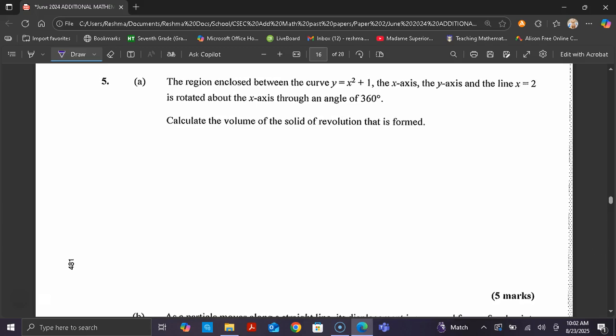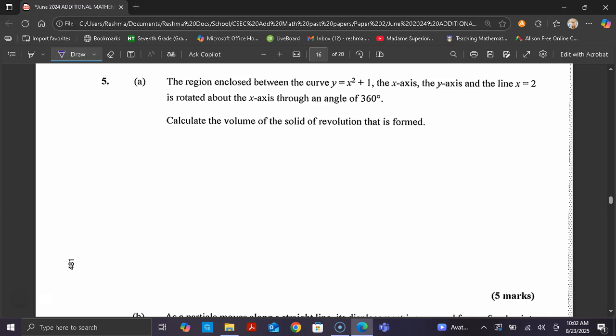Now, before we attempt this integration, it is important to know the shape of the curve. Sketching curves is not part of the Add Math syllabus, but if you know the shape of a general quadratic curve, you could actually sketch this curve and see what the region is that we have to rotate, and this will give you an idea of what the limits are for the integration.